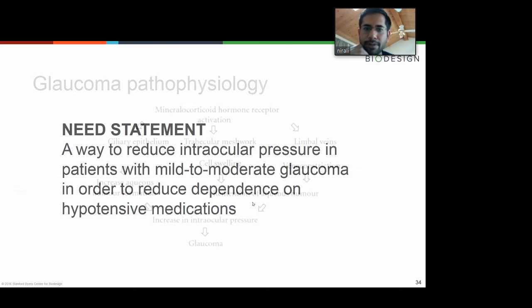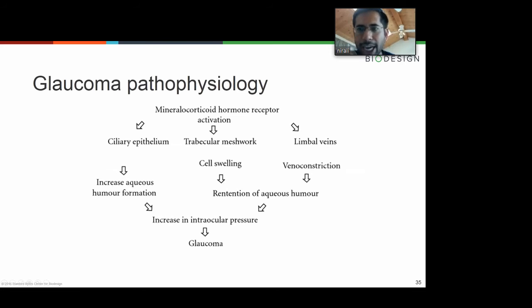So here's a pathophysiology diagram of how glaucoma works. I'm not going to go into this, but ultimately these lead to two different pathways. Either there's too much fluid being made in the eye, or there's too much fluid retained in the eye. It's not escaping, it's not leaving the eye. And both of those lead to increases in pressure and lead to glaucoma.